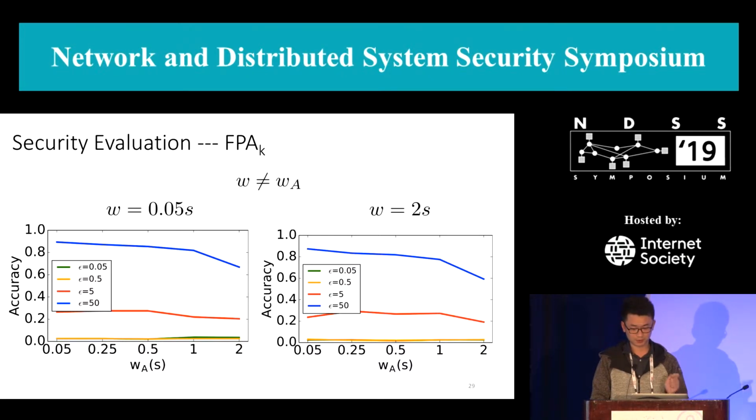So we performed a similar evaluation on D-star. Please refer to the paper for details. So the takeaway here is that with proper parameters, the two mechanisms can achieve baseline accuracy. And the attacker's choice of window size does not really matter.